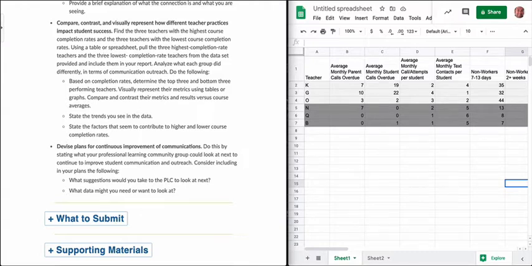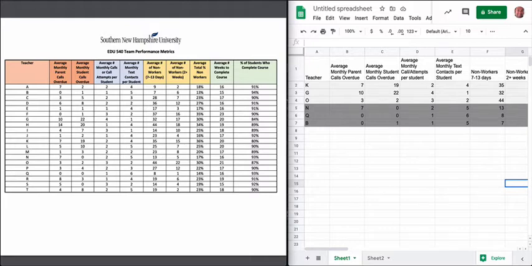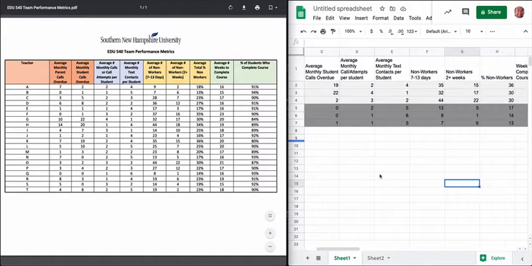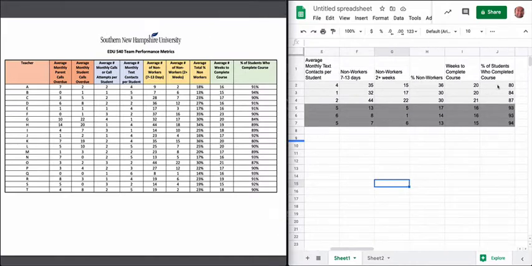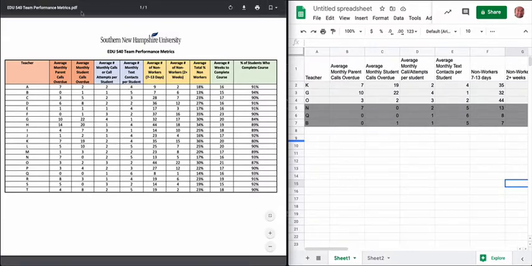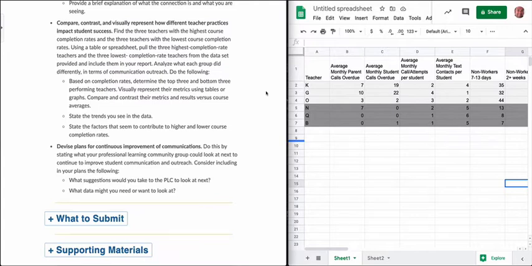I have taken the data set from the team performance metrics, and I have added it all to a Google Sheet, and then I organized my percentage of students who completed the course column from lowest to highest, and then I deleted everything else. So in light gray, I have the three lowest scores of course completion percentage, and in dark gray, I have the highest three percentages of students who completed the course. So let's talk about a couple different things of how we would set this section up in our paper.